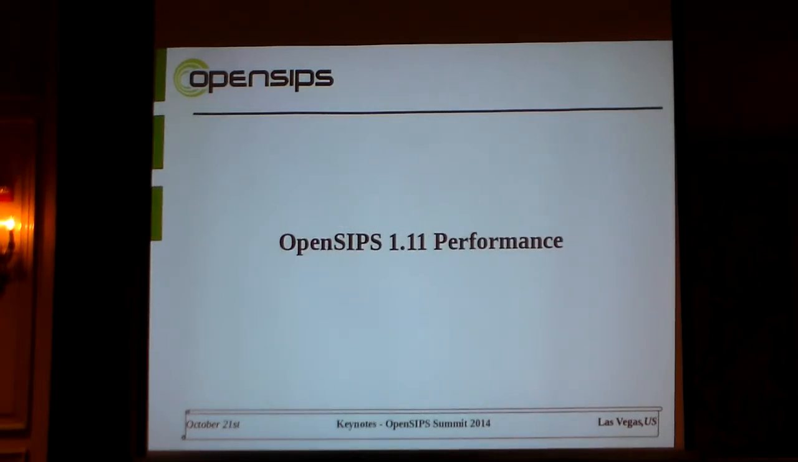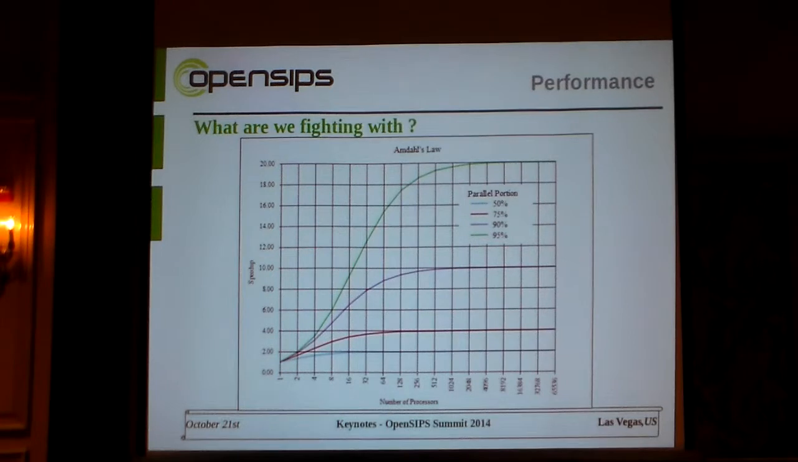So there was a lot of work in 1.11, both performance and high-level features. So let's see exactly what were the results, at least in the performance review. When we are talking about performance, basically, what are we fighting against?